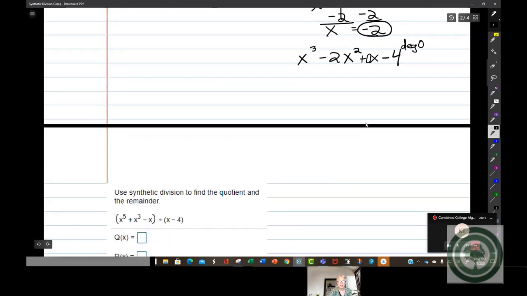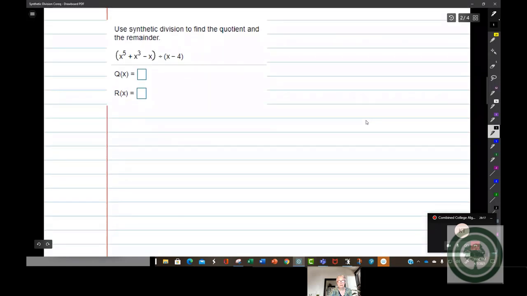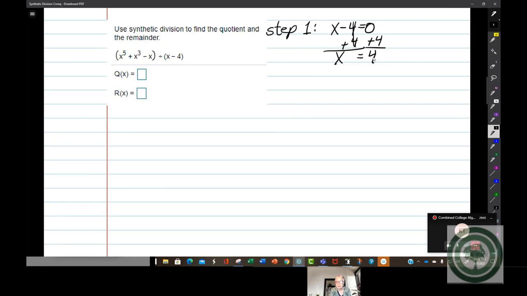Now, I think the next problem might be the exact same kind. So we're going to do this again. Step one. Set the linear factor equal to 0 and solve for x. Okay, that's going to be our test number.